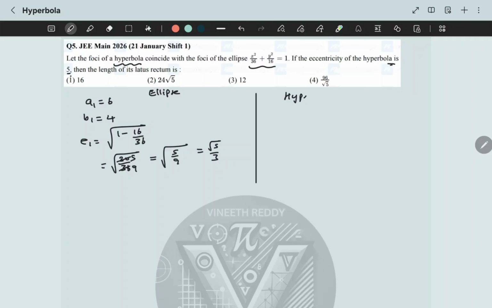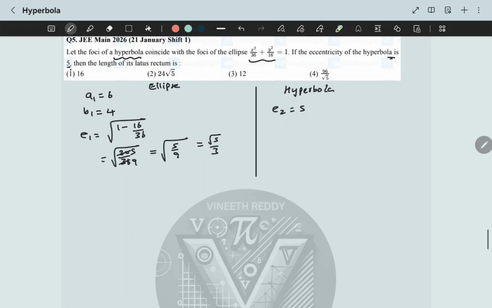Let us try writing it for the hyperbola as well. If the eccentricity of the hyperbola, let us say E2, is 5, then the length of its latus rectum. What did he say? The foci of the hyperbola coincide with the foci of the ellipse. That means what is the foci of the ellipse here, dear students? It should be A1 E1, and that should be equal to A2 E2. This is for the ellipse, and this is for the hyperbola.